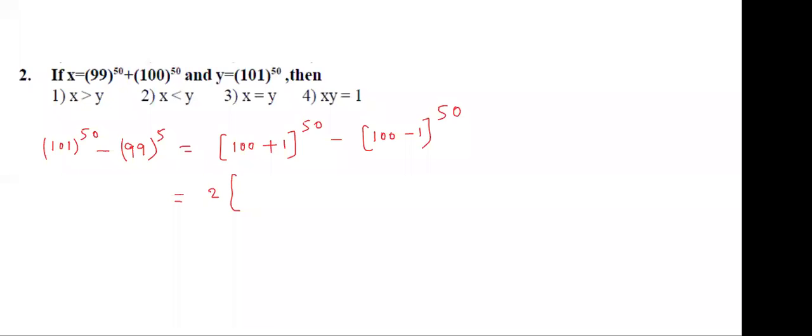Okay. Now I am going to write the remaining terms: 50C1 into 100^(50−1), that is 100^49, plus 50C3 100^47, and so on. What is the last term, students? 50C49. 50C49 into what do we get? Tell me. 100 whole power 1.